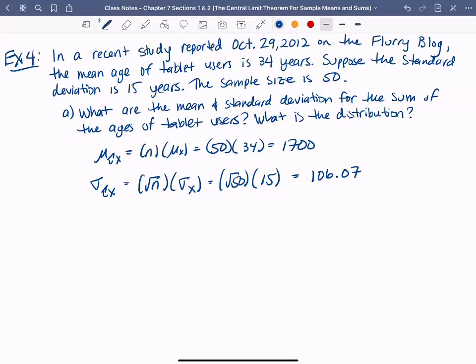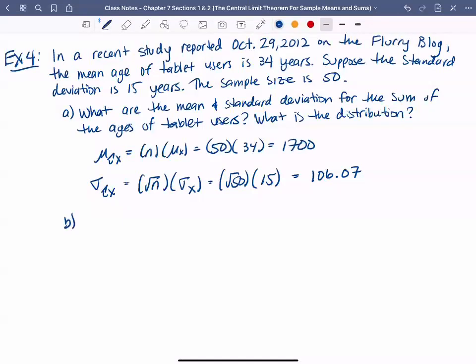It says, what is the distribution? Well, think about it. We're talking about the central limit theorem, and the central limit theorem for summations states that as the sample size gets larger and larger, it's going to form a normal distribution. And that larger was 30 or more, right? So this sample size is 50, so this distribution will be normal for sums by the central limit theorem.